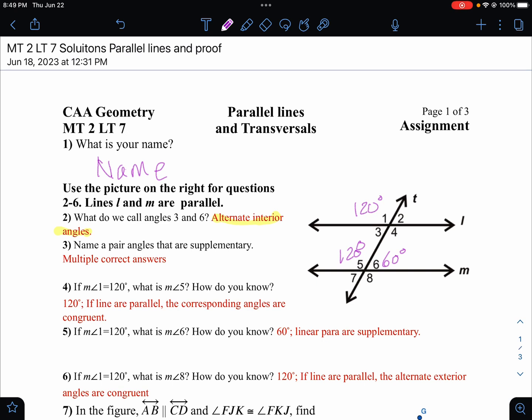And then finally, on number 6, we're supposed to find the measure of angle 8. And notice 5 and 8, they're vertical angles. So that's 120. Now, there's more than one correct way to do that because you could say 6 and 8 are supplementary because they're a linear pair. So you got a whole bunch. The answer I put down was 1 and 8 are alternate exterior angles, so they're supplementary or congruent. So they're 120 degrees.